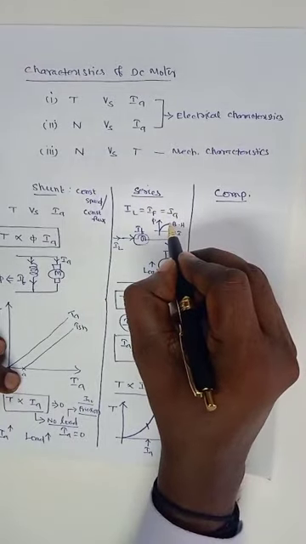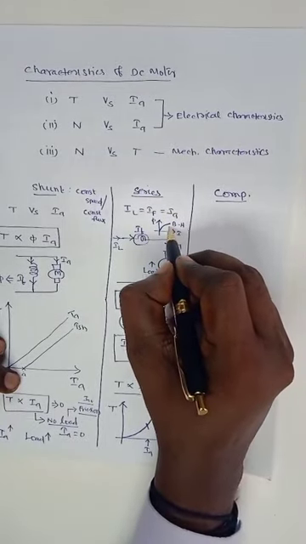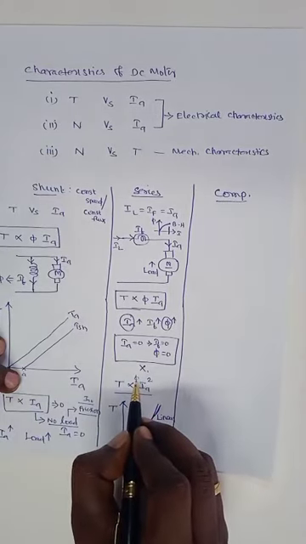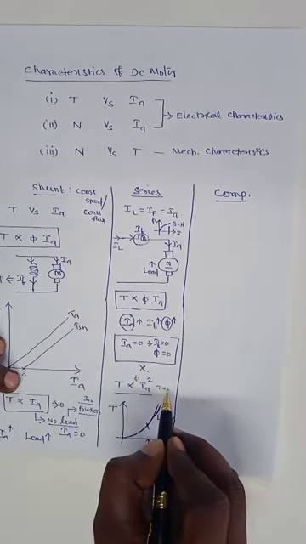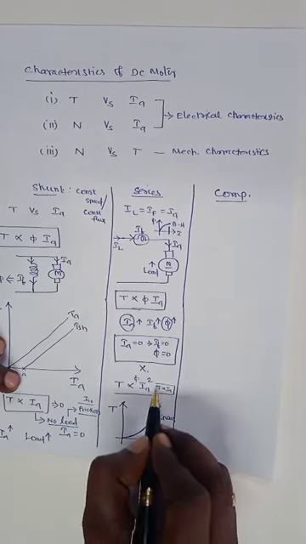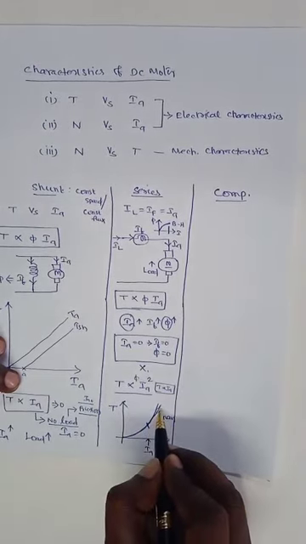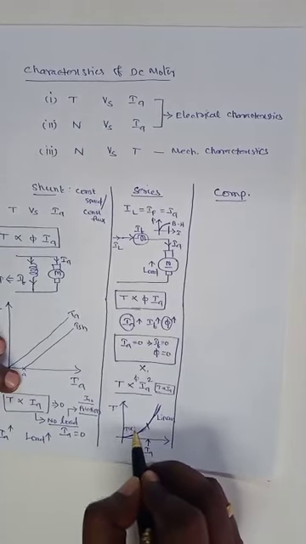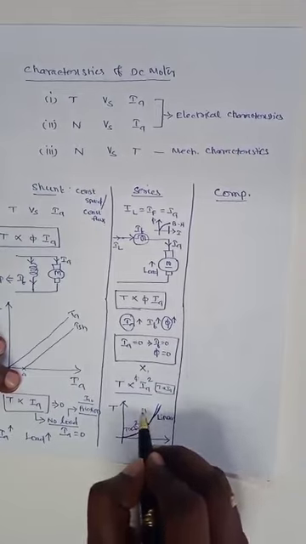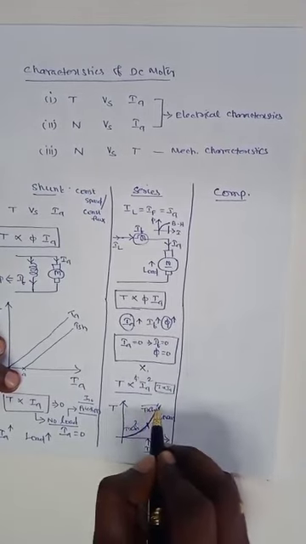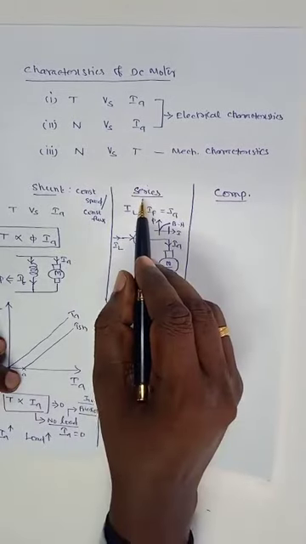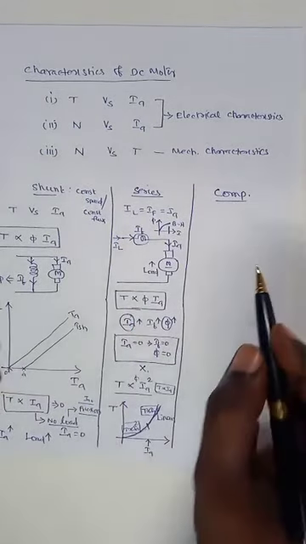So beyond this certain limit, the flux remains constant, torque is proportional to Ia only, so it will be linear. Up to this point, torque is proportional to Ia square, and beyond it, torque is proportional to Ia. So this is the torque characteristic for the series motor.